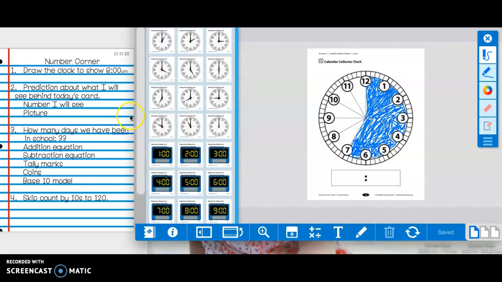Alrighty, next to number 1, you're going to draw the clock to show 8 o'clock a.m. So if you look here, yesterday we colored all the way up until 7 o'clock a.m. Today we're going to go to 8 o'clock a.m. Draw the clock and then write 8 o'clock a.m. Press pause if you need more time.